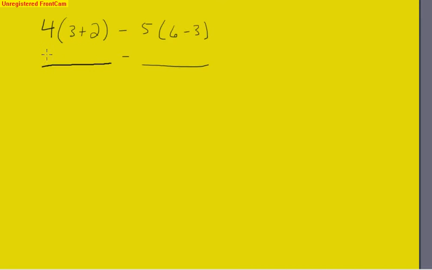But in order to do that, we first have to figure out what 4 times the quantity 3 times 2 is. We're going to be multiplying that. And over here, in order to find out what this is, so we can subtract it, we first have to find out what 5 times 6 minus 3 is. And in order to find out what this is, so that we can do the subtraction, we first have to find out what this plus this is, 3 plus 2. And then over here, we have to find out what 6 minus 3 is.